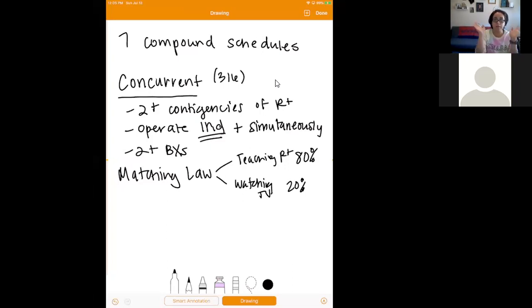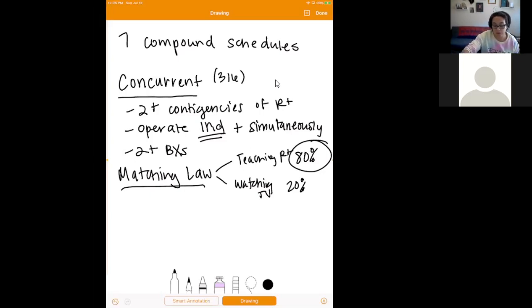So if 80% of the time I reinforce myself teaching, 80% of the time I'm going to choose teaching over watching TV. That's all matching law is. I was thinking of it in percentages, but it doesn't have to be a percentage. It could be that I reinforce them 10 times or I reinforce them twice. But that's a really big one. Where are you going to get the most reinforcement? You're more likely to do the thing that you get reinforced 80% of the time at.